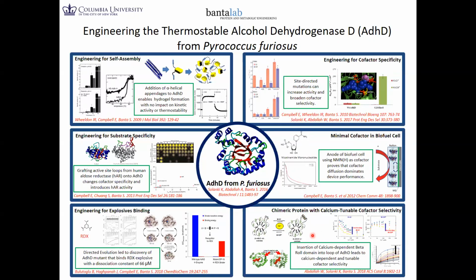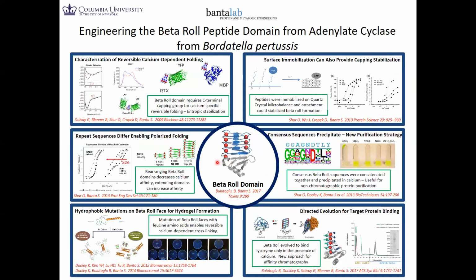The next vignette I'll tell you about is also with this calcium-dependent peptide. We've done a lot of work with this beta roll domain. This is a peptide sequence that forms into this flattened corkscrew shape when we bind calcium atoms. And so what we've been able to do is characterize this using fluorescent proteins and by attaching it onto surfaces, and explore how the peptide folds and unfolds when you add or remove calcium.